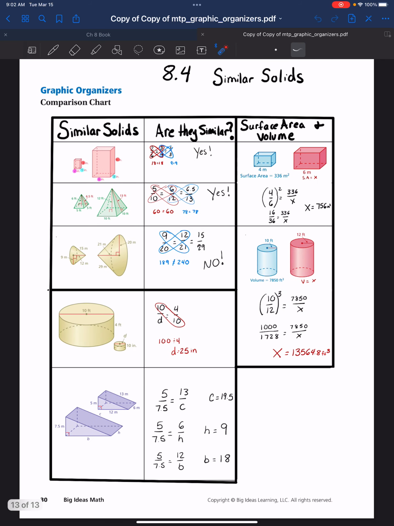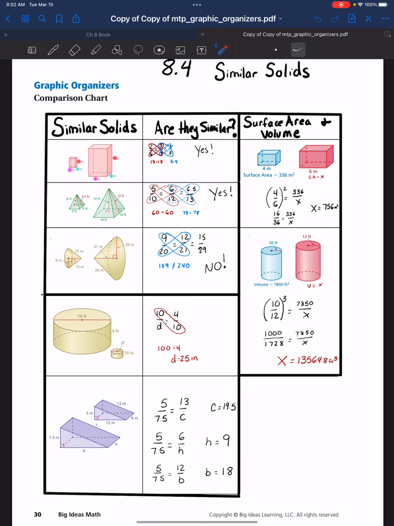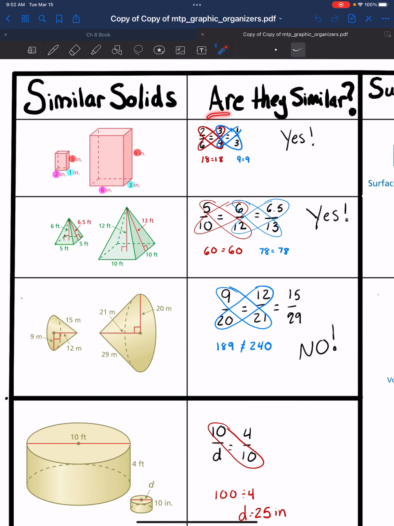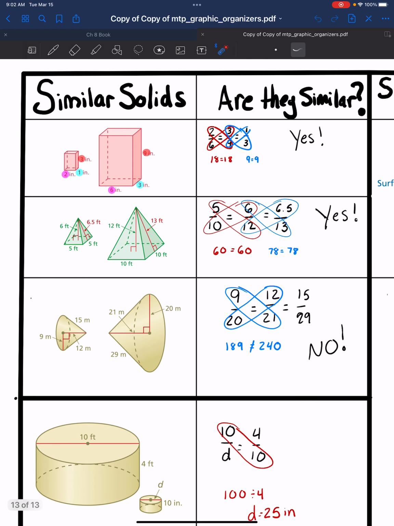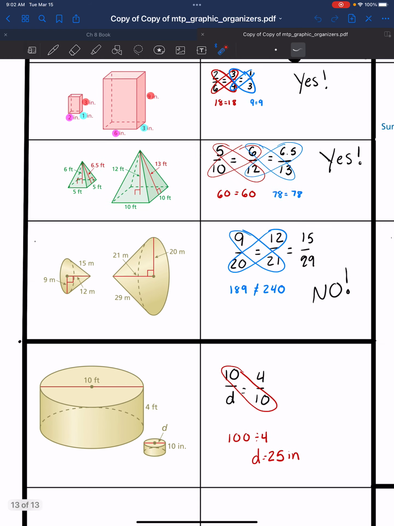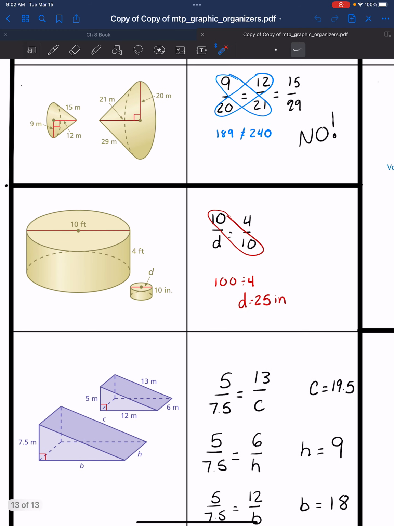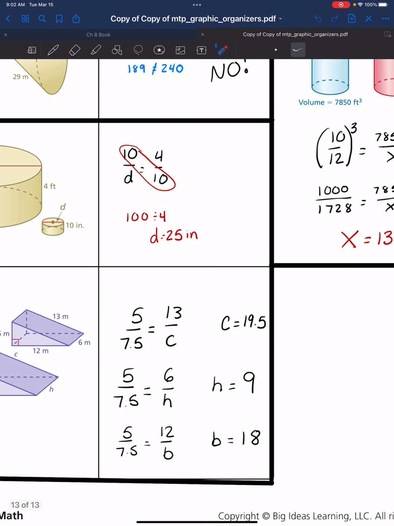After that, we learned about similar solids, and these are just a lot of proportions, setting up proportions and finding unknowns. If they're asking, are they similar? All you have to do is set up proportions and then just cross multiply and find out if those fractions are all the same fraction. Sometimes they'll tell you these are similar, find the unknown dimension. And if they do that, then you could just set up proportions, solve for the unknown.